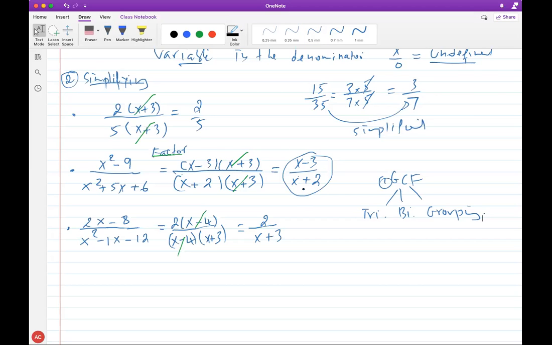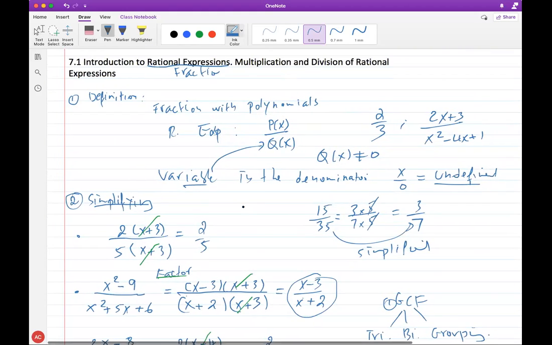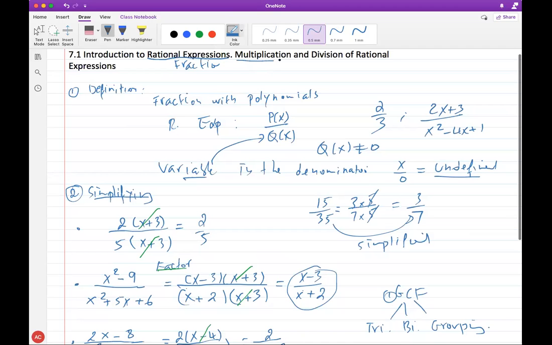Any questions, everybody, about this so far? No. All right. Okay, so that's simplifying rational expressions. Now let's go over to multiplication.